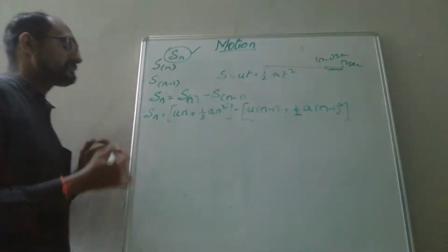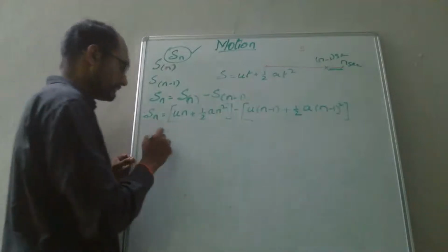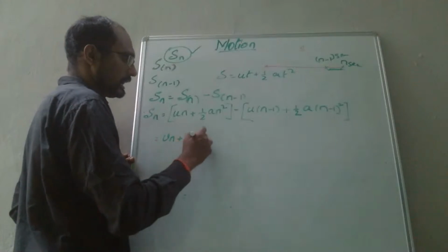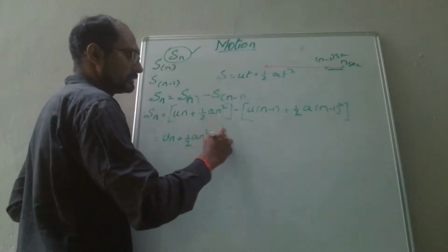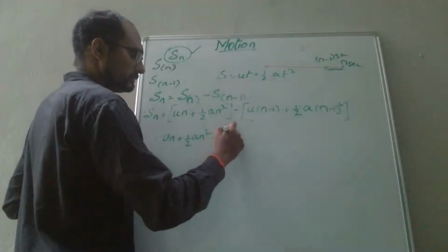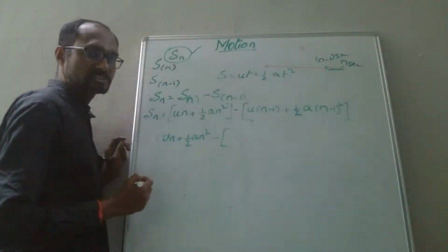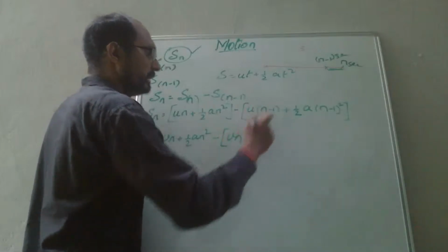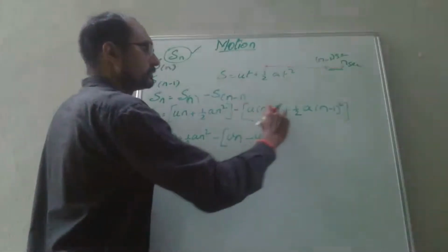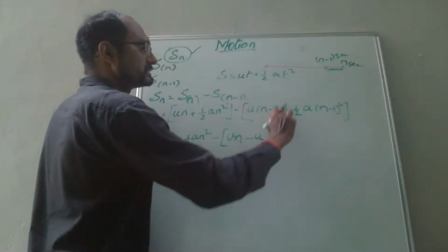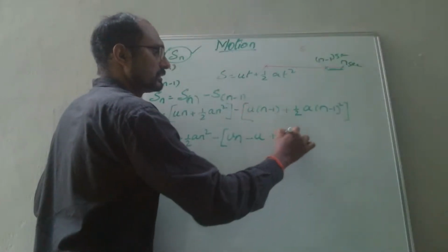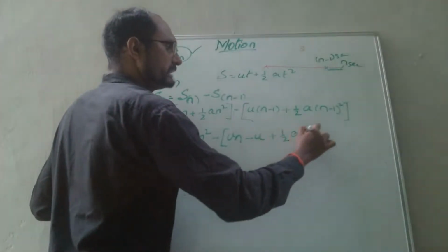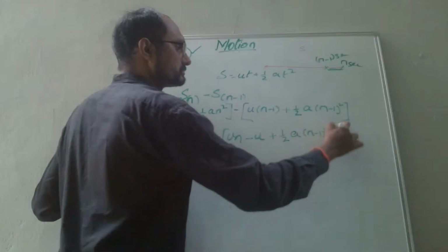Now let us try to simplify this. It will be un plus half an square minus, I leave the bracket before I could simplify this further, un minus u, because u into minus 1 is minus u, plus half into a into n minus 1 whole square.